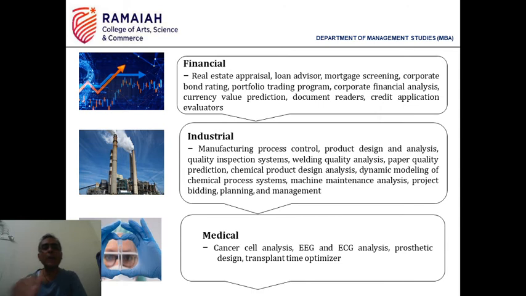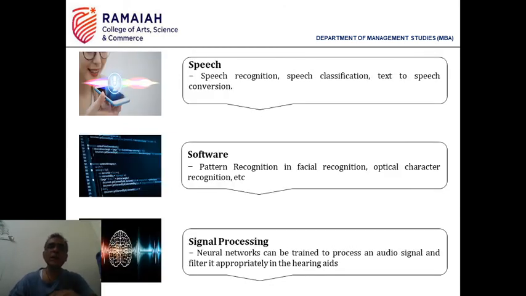When you look at the third one, the medical side of it. In medicine, artificial neural networks are used in cancer cell analysis, EEG and ECG analysis, prosthetic design, and transplant time optimizer. Now the speech.